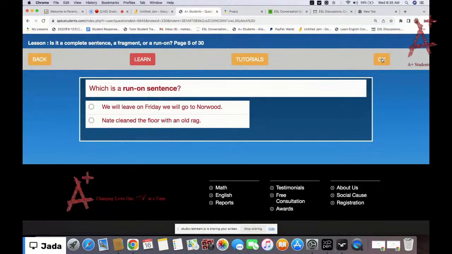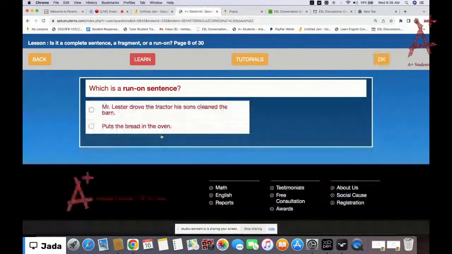So if you're leaving on Friday, yes, that is one part of the sentence. And then we will go to Norwood. So the W there in we should start with a capital letter because you know that the first letter of every sentence begins with a big letter, capital letter, and not a small letter. So when you're fixing the run on, this we here, the W should be the big letter. Okay.